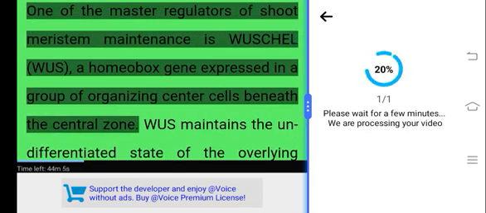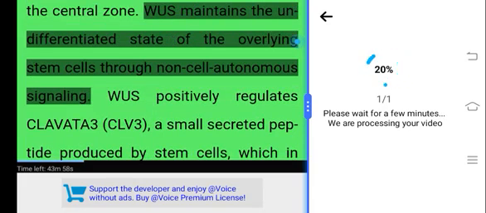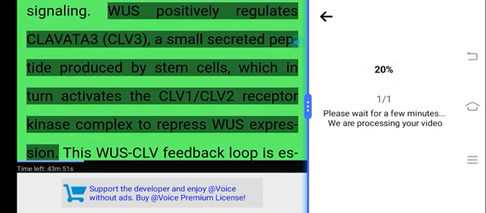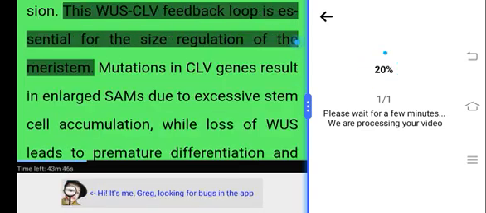One of the master regulators of shoot meristem maintenance is WUSCHEL, WUS, a homeobox gene expressed in a group of organizing center cells beneath the central zone. WUS maintains the undifferentiated state of the overlying stem cells through non-cell autonomous signaling. WUS positively regulates CLV3, a small secreted peptide produced by stem cells, which in turn activates the CLV1, CLV2 receptor kinase complex to repress WUS expression. This WUS-CLV feedback loop is essential for the size regulation of the meristem.